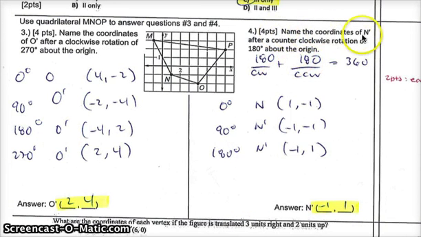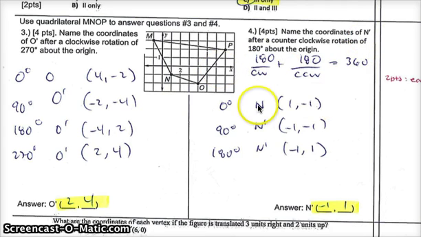Question number 4. Name the coordinates for N' after a counterclockwise rotation of 180 degrees about the origin. So the key word here is counter. I gave you guys this equation, if you want to write that down on your formula sheet. Clockwise plus counterclockwise equals 360 degrees. So if they give me counterclockwise to be 180 degrees, well, I need something to add to be 360. That's 180 degrees, which means I'm going to have to apply the trick twice.